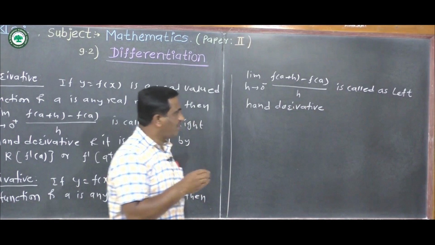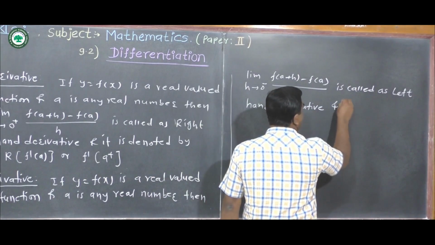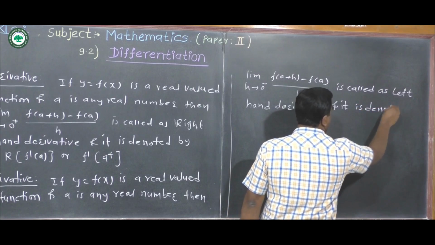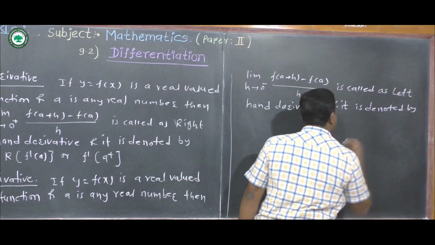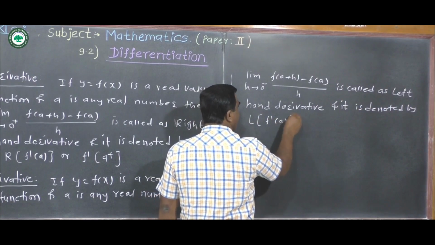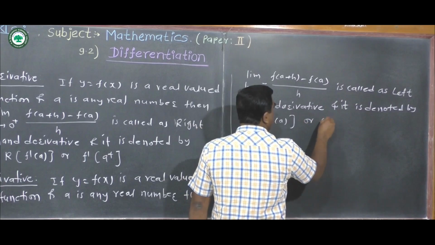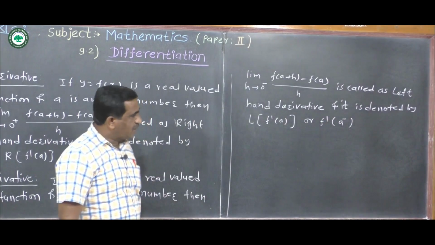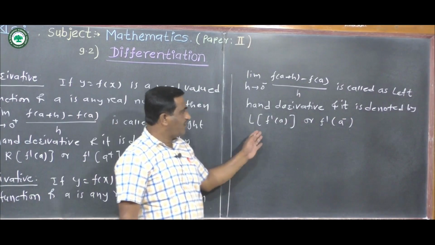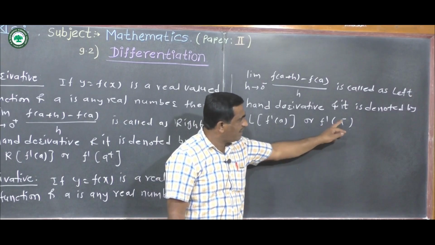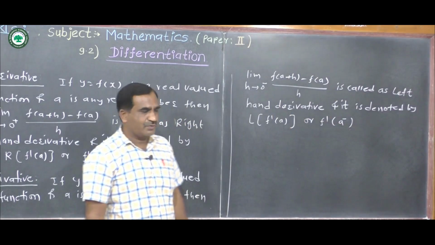And it is denoted by L of f dash of a or f dash of a minus. Okay, this is the definition of left hand derivative, and the notation is L of f dash of a or f dash of a minus, left hand derivative.